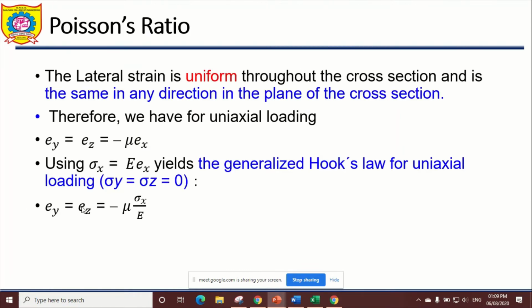When there is a lateral strain, it is also equal to the lateral strain in the other dimension. So Ey will be equal to Ez, which equals minus mu into sigma x upon E. So when you apply the load, we get the axial strain in one direction and the two lateral strains in the other two dimensions. From that we get the final equation: Ey equals Ez equals minus mu into sigma x upon E. On this formula, whatever we have learned, we will solve one numerical.